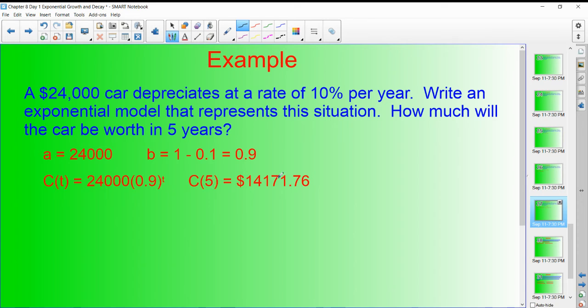And now it says, find the cost after 5 years. So I put in 5 for t. And I put it in a calculator, 0.9 to the 5th times 24,000. And I get my car's worth $14,171.76. I can use this equation to find 5 years or 10 years or 20 years, however many years I want to keep this car. This is the model that works for everything. And then I could put my dependent variable in.